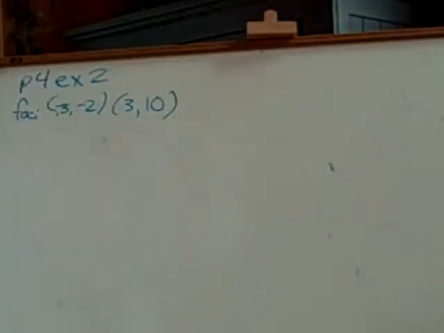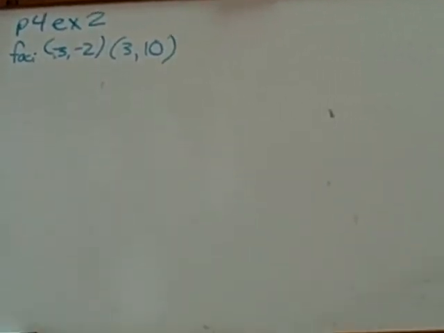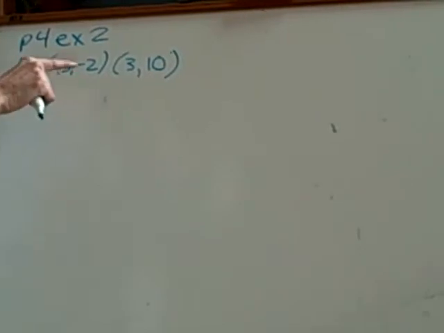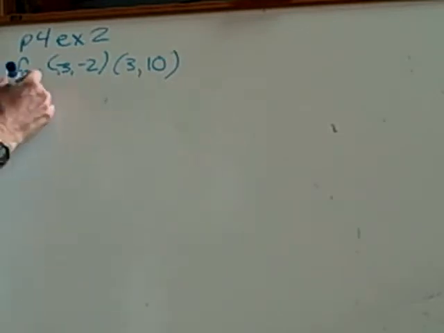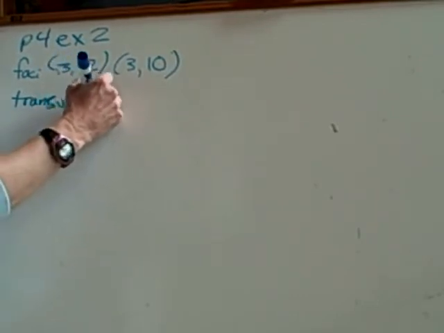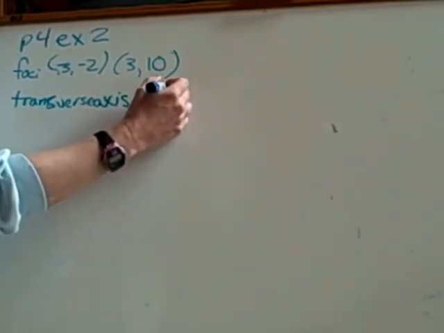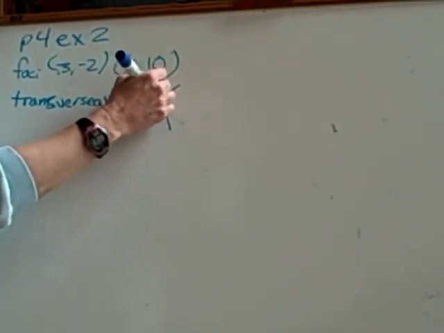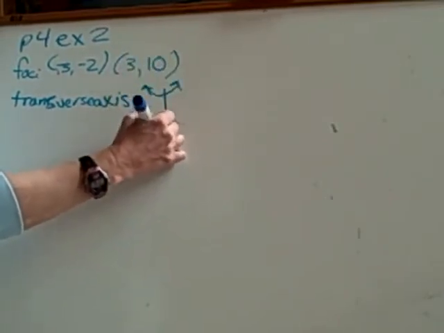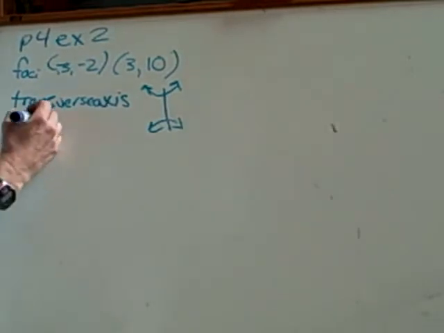All right. We're on P4EX2, page 4, example 2: find the equation of a hyperbola whose foci are (3, -2) and (3, 10), and whose transverse axis is vertical and has a length of 8. If it tells me my transverse axis is vertical, what does that mean? That it goes up and down. Right, we're going to have something like this going on. What does it tell me the length is? 8.